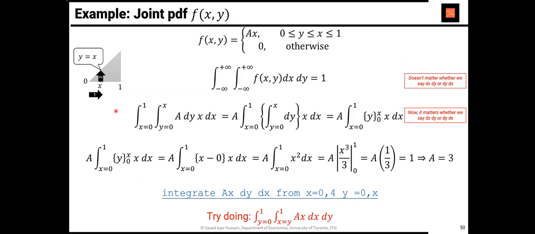So once again, first sum across the x's, which go between 0 and 1. Once I pick a value of x, sum across the y's, and the y's go between y equals 0 and y equals x.